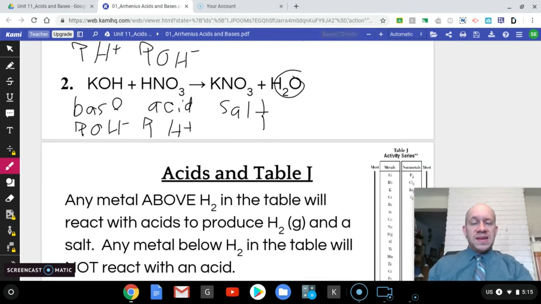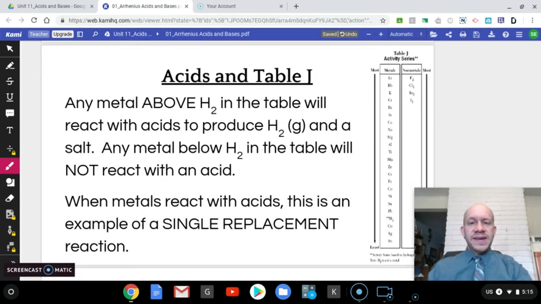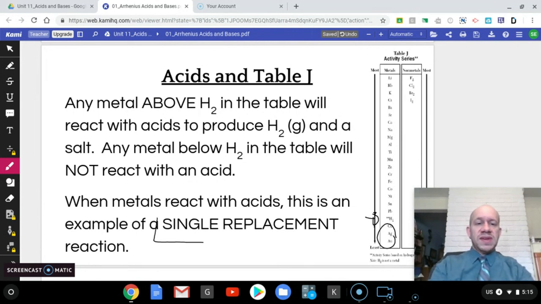All right, acids and Table J. Table J in your reference table is the activity series, and we'll talk more about this next unit. But any metal above H2, so right here you see is H2 on the activity table in Table J. Any metal above that will react with acid to produce hydrogen gas and a salt. Any metal below it will not react with an acid. So there's only 3 below hydrogen that do not react with acids. When metals react with acids, this is an example of a single replacement reaction.